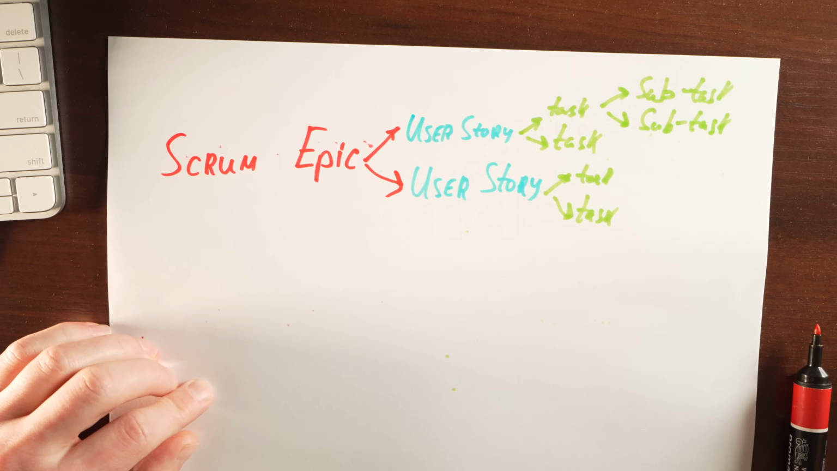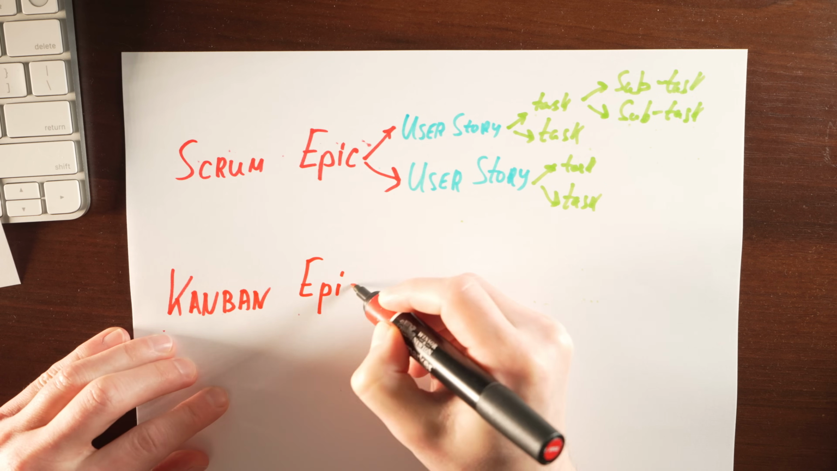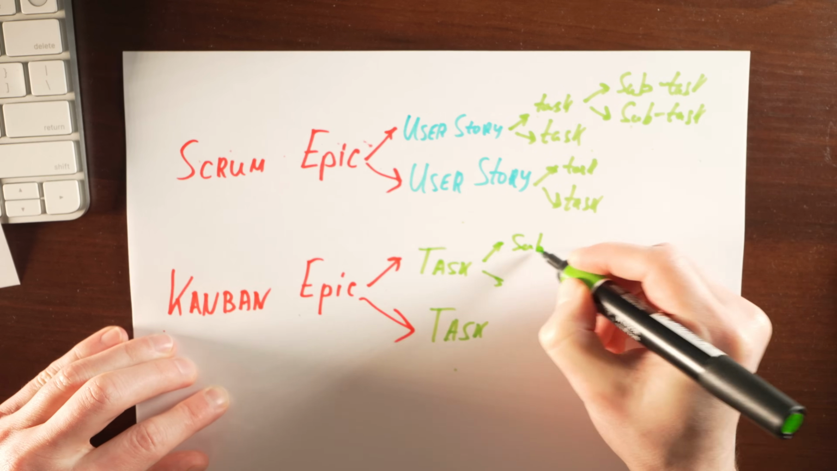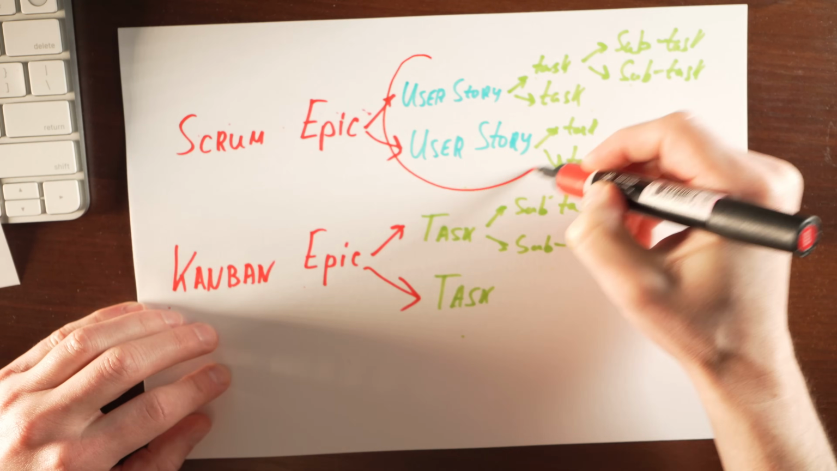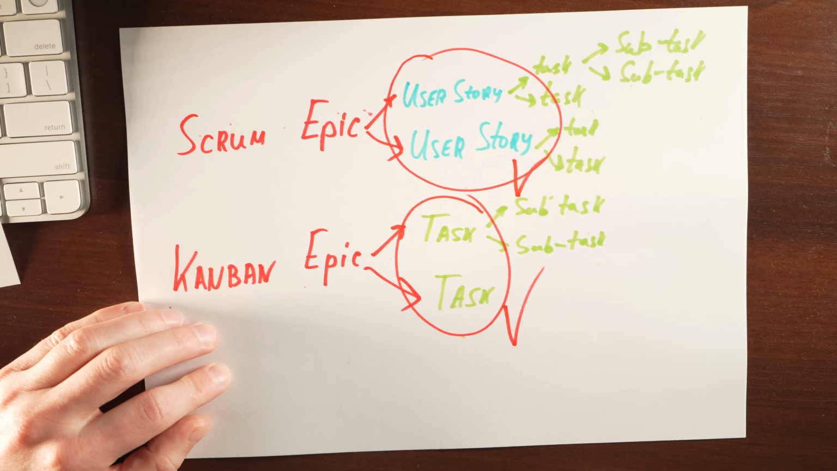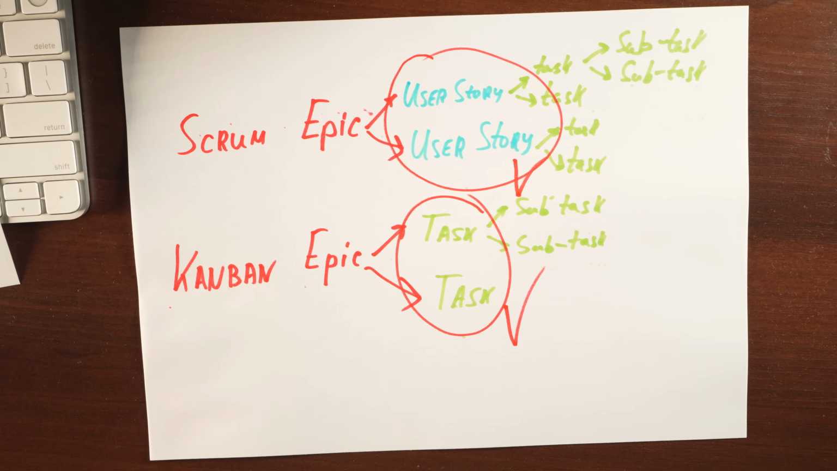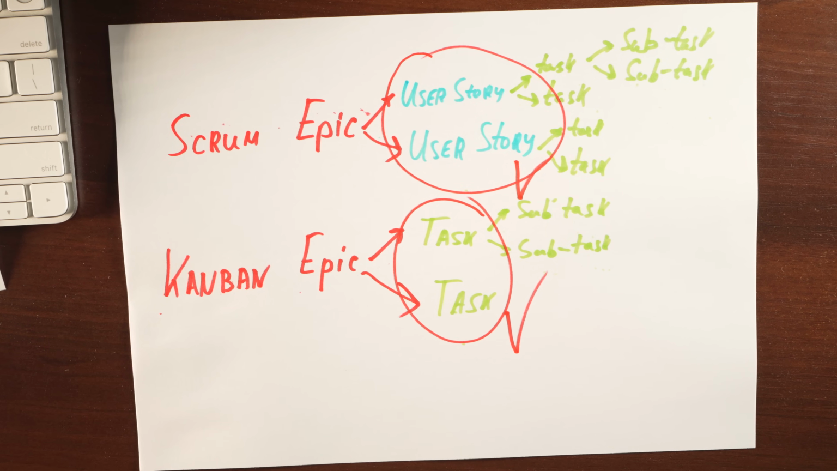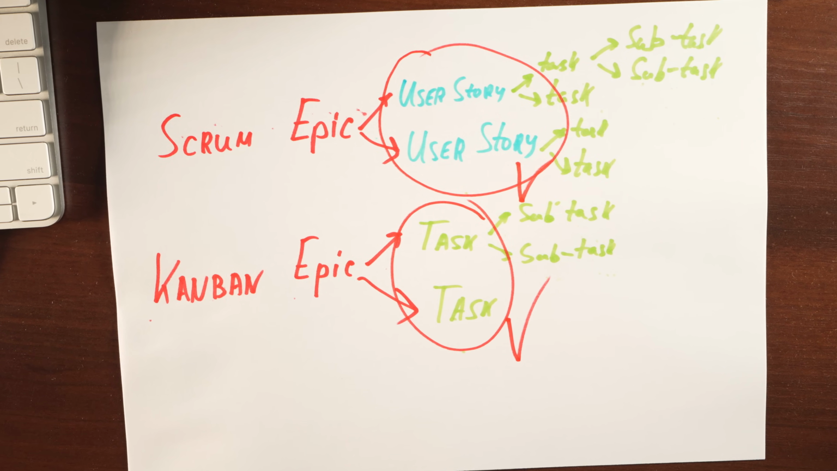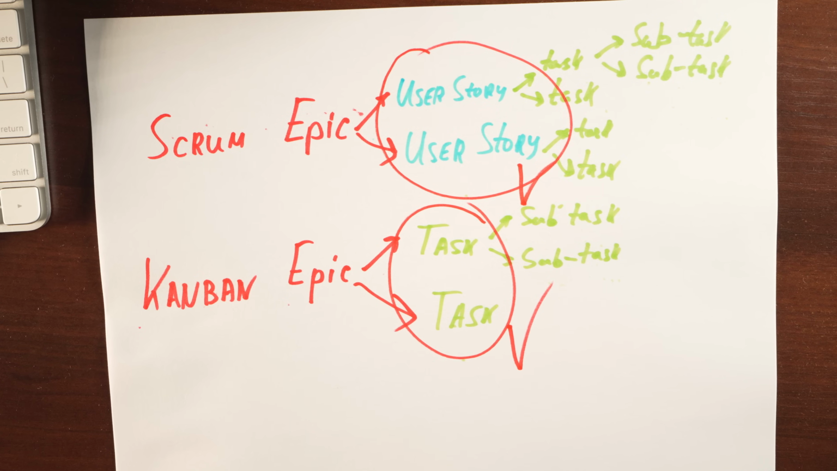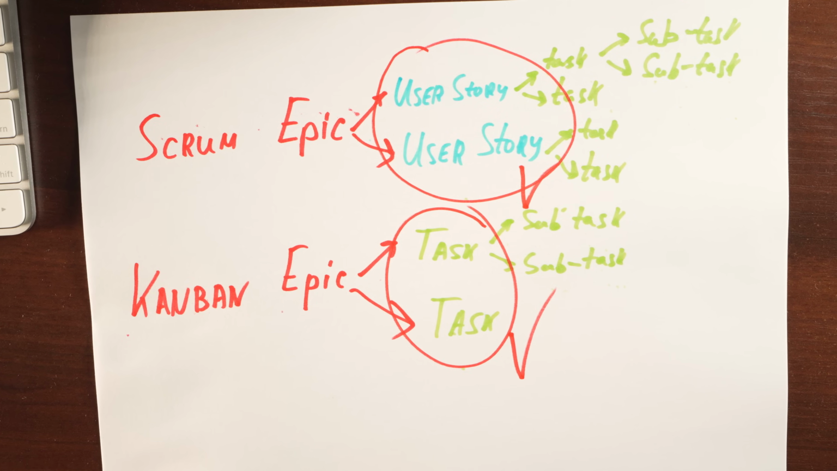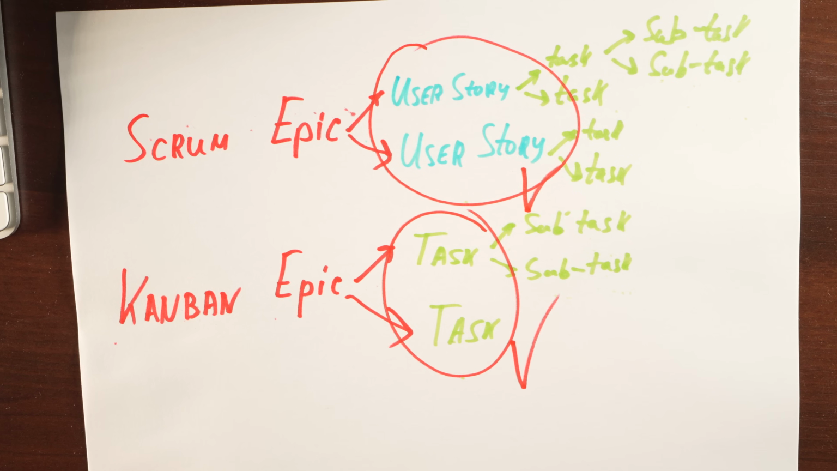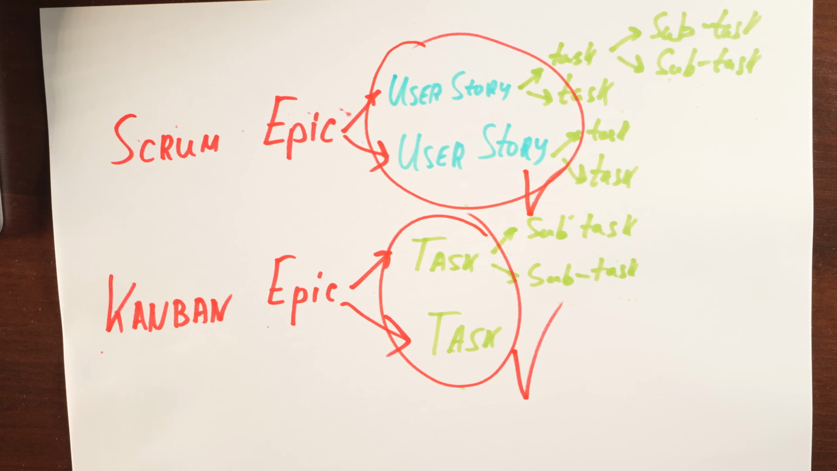In Kanban the idea is the same, but you have only epics, tasks and subtasks. At the same time, each issue type can live on its own. So for example, you can have only user stories in Scrum or only tasks in Kanban. So all other issue types just help you to organize your work in a better way.